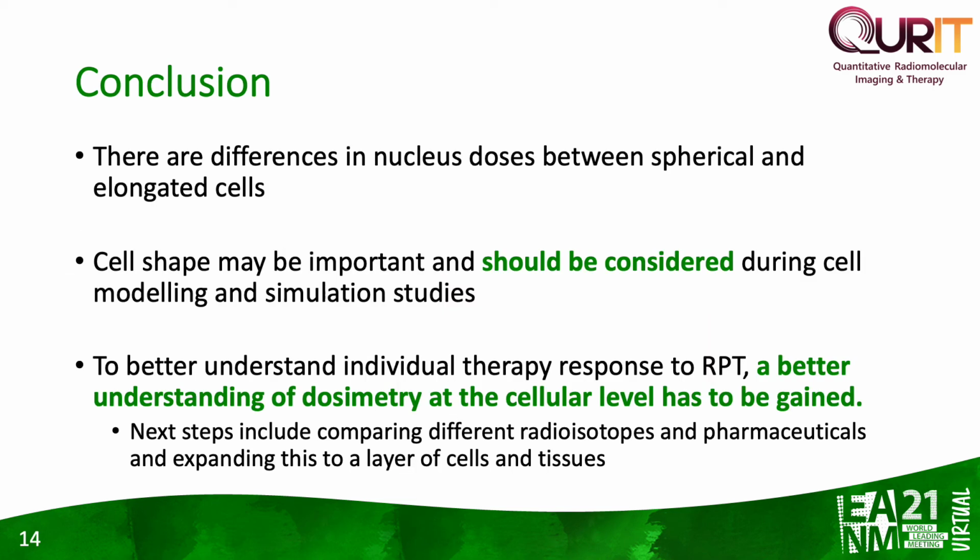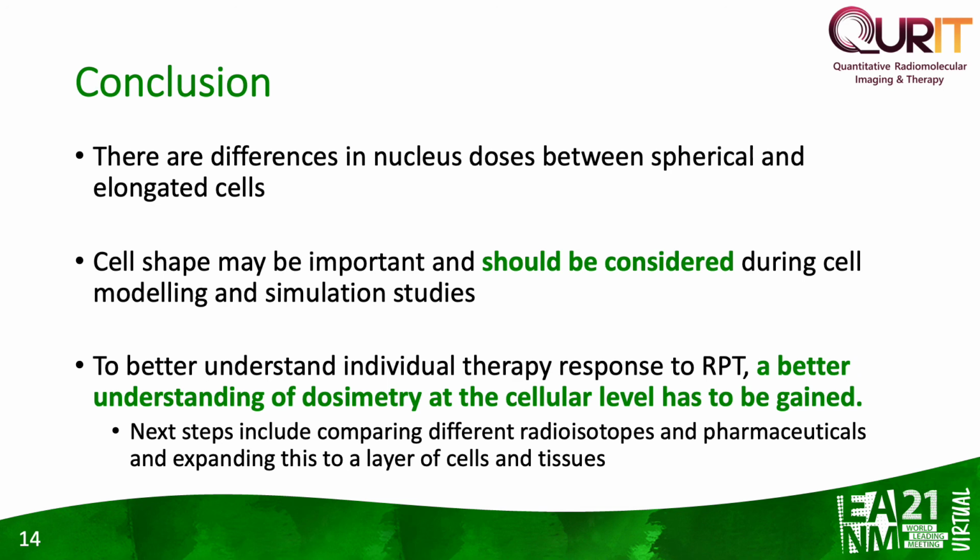So what we found in this study is there are in fact differences in nucleus doses between spherical and elongated cells. We found a much higher dose to the nucleus of the spherical cell, and this tells us that cell shape may indeed be important, and it should definitely be considered during cell modeling and simulation studies. The use of an inaccurate model may result in incorrect results.